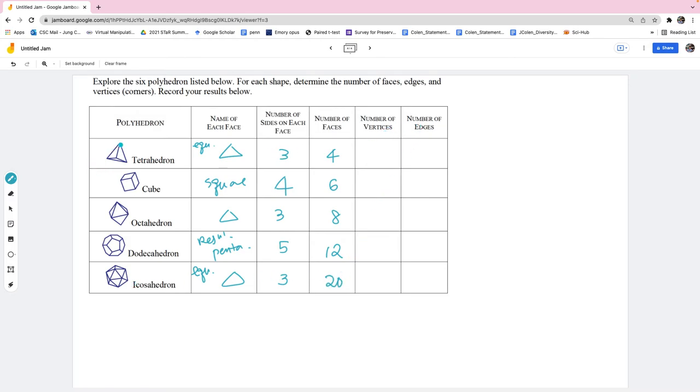And number of vertices, how many vertices are there? 1, 2, 3, 4. So there are 4. Cube has 1, 2, 3, 4 on top and 4 at the bottom, so total 8 vertices. Octahedron, we have 1 at the top and 1 at the bottom, and all around there are, how many? 4, so 4, 5, 6, so 6 vertices. How about dodecahedron? How many vertices are there? If you count all that, there will be 20 vertices. And icosahedron, you have 12 vertices.